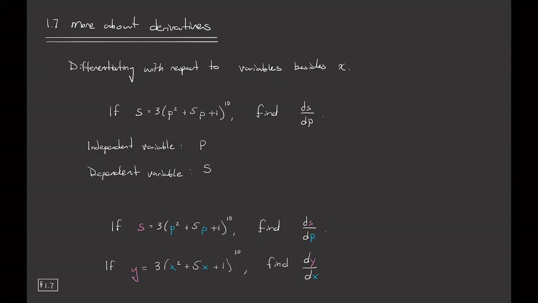Oftentimes it'll be useful to write an equation where the independent variable is not x. For instance, if you had a function based on time, to remind yourself of that, you might say that f is a function of t for time. And there are many, many examples of this in the sciences. x just tends to be the default.